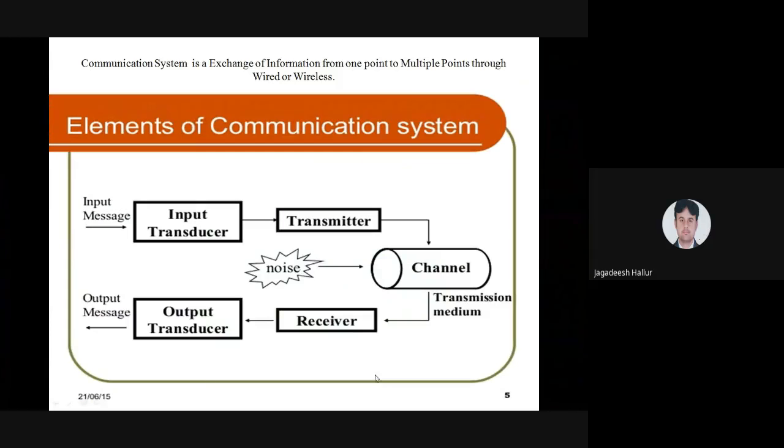Particular signal, the channel. Next, that channel has to be given to the receiver. A receiver is going to take that particular signal. After taking that signal, it has to use some of the blocks in the receiver, that is the decoding function. Once the decoding is done, that signal has to be given to the output transducer. The function of this output transducer is to receive the original signal back at the receiver, which is connected to your output message.